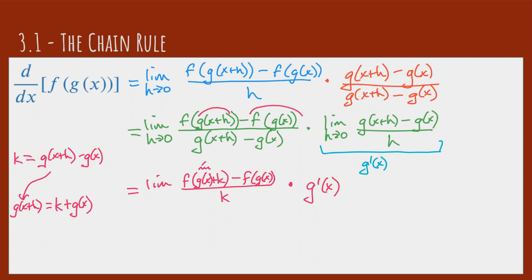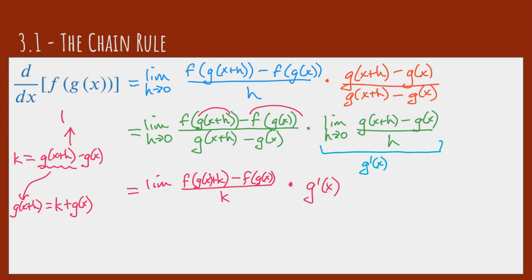So the problem is we don't know if k is approaching 0. But if we think about what's happening here, k is the difference between g of x plus h and g of x. And remember, h is approaching 0. So if h is approaching 0, this first function is getting closer and closer to g of x, which means that difference is getting closer and closer to 0, because as this gets closer to g of x, when we subtract g of x, that's going to get closer to 0. So, long story short, as h approaches 0, k is also approaching 0.